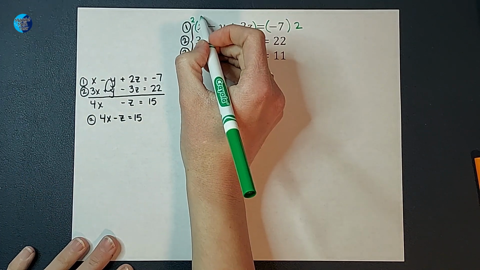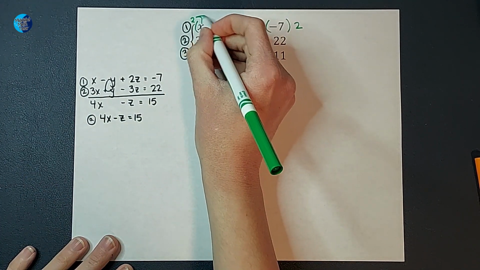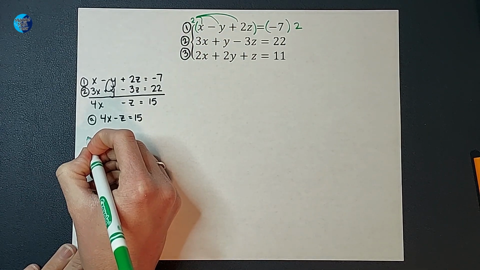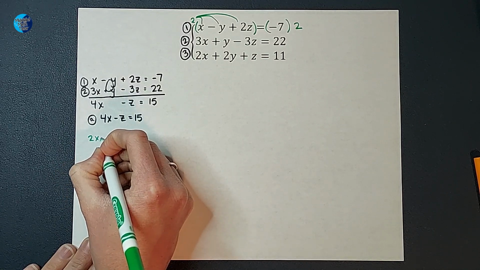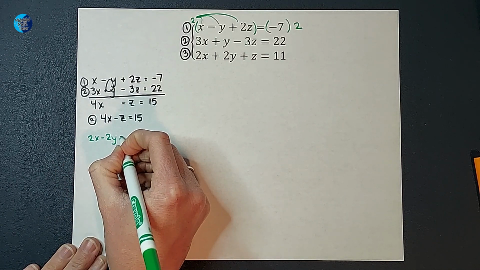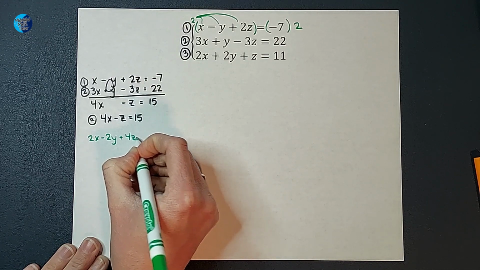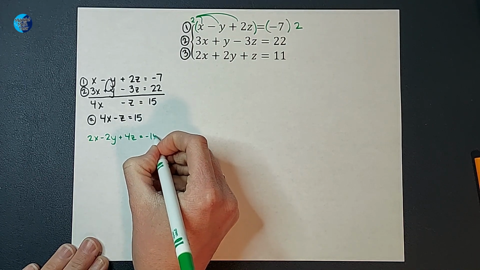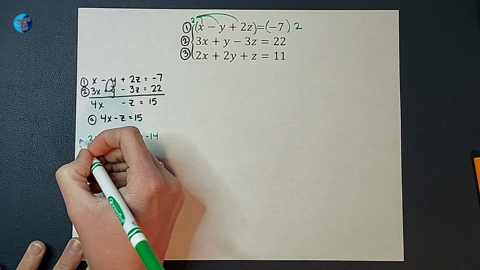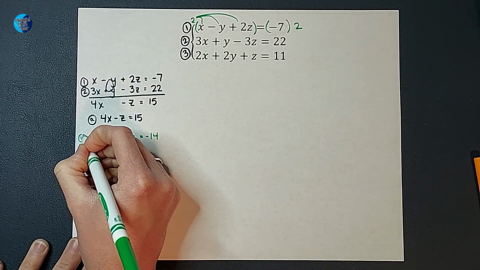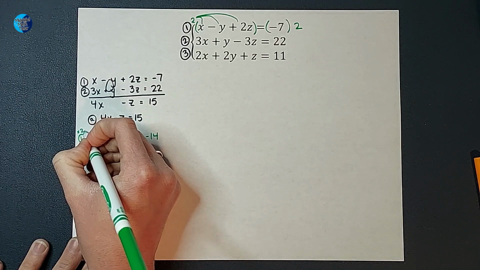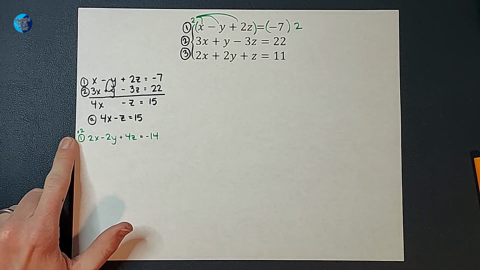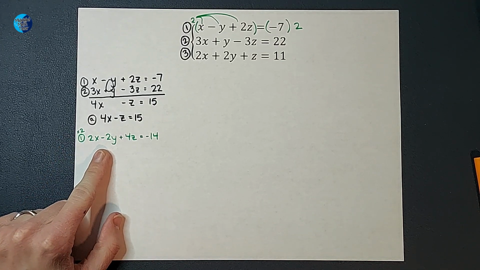So let's see what happens when I multiply that 2 in, distribute that in. So I have 2x minus 2y plus 4z equals negative 7 times 2 is negative 14. All right, so what is this? This is equation number 1 still, but I multiplied both sides by 2. Still the same equation. It's still balanced, but I multiplied it by 2. That's to remind me if I come back later and I'm like, where did that come from?